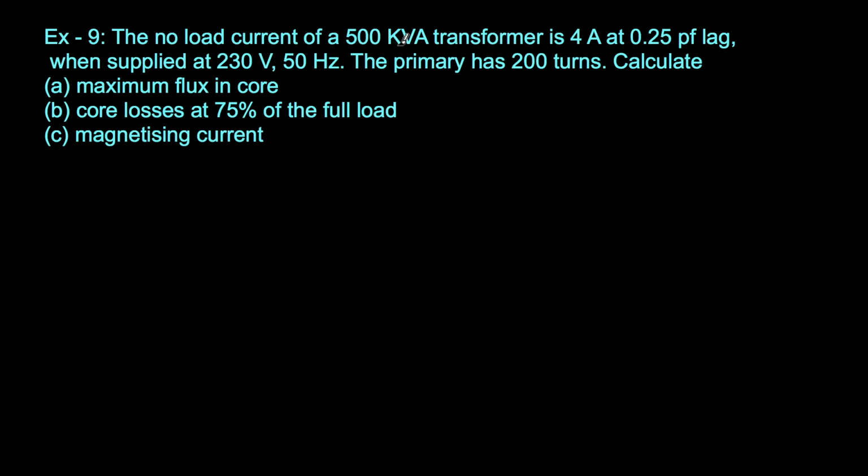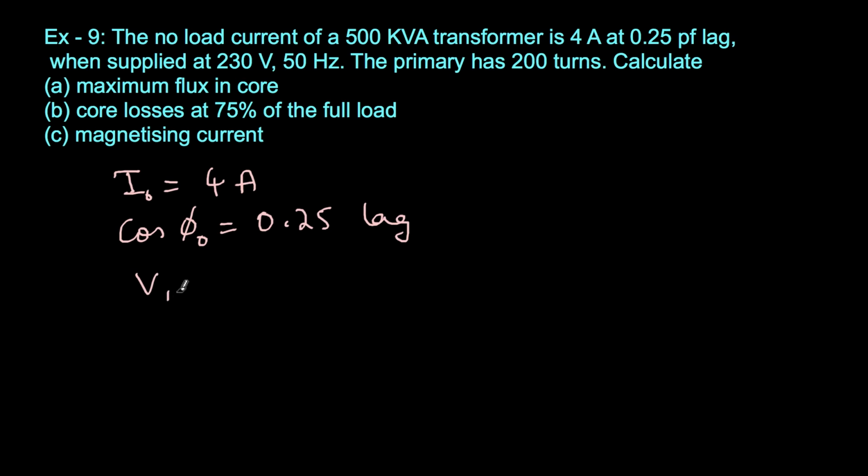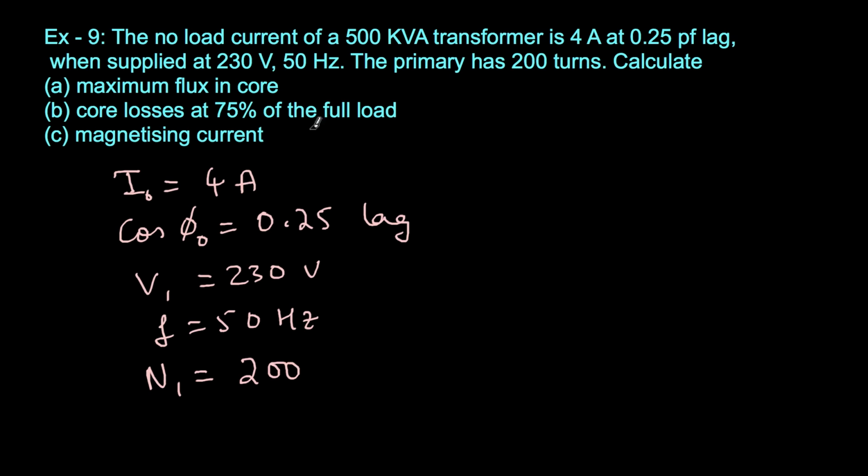No load current of a 500 kVA transformer is 4 amperes at 0.25 power factor lag. So I naught is 4 amperes, and cos of phi naught is 0.25 lag, when supplied at 230 volts. So V1 is 230 volts, 50 hertz, so F is 50 hertz. I don't know whether this data will be useful or not. The primary has 200 turns. Oh, looks like the data is going to be useful. So N1 is 200 turns. Calculate the maximum flux in the core. So phi max we have to calculate.